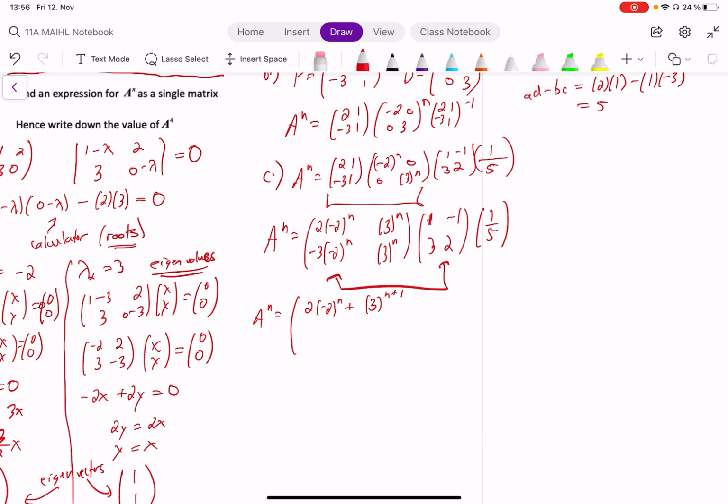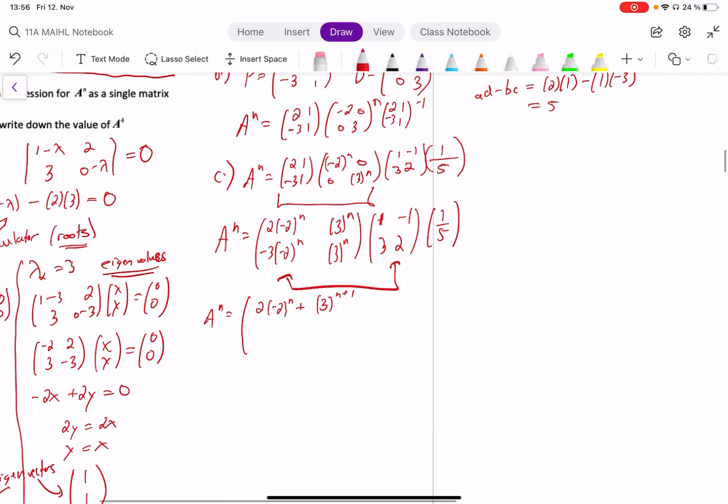So then my next term would be row 1 times column 2. So it would become negative 2 times, because negative 1 times 2, so negative 2 times negative 2 to the n, which again we should recognize is negative 2 to the n plus 1. And so I can write that first part as negative 2 to the n plus 1. And that's going to be plus 2 times 3 to the n.